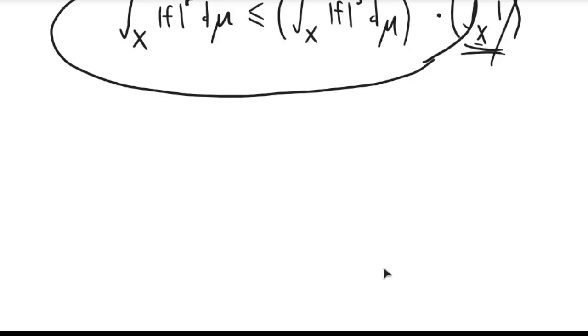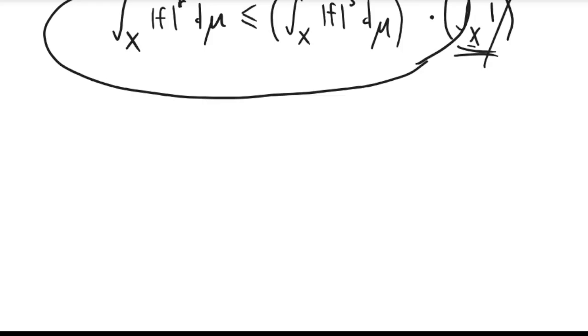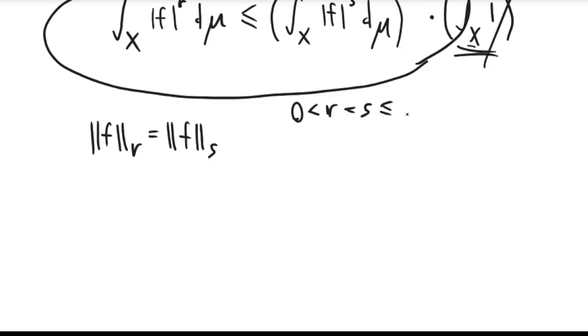Great, so now we go back to the second part of the problem, which was: under what conditions, for a general function f, is the r norm of f equal to the s norm of f? Again, these are just extended real numbers, and s is bigger than r.